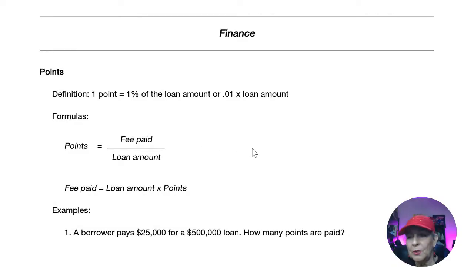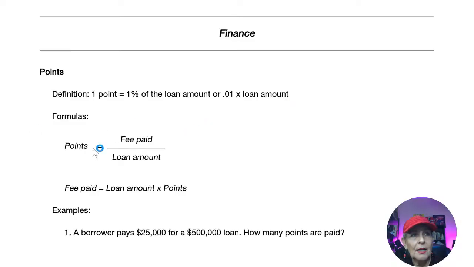Finance. Okay, so here's what you also wanted to see. Points. What is a point when it comes to mortgages, lending? Definition: 1 point equals 1% of the loan amount, not the list price. Not the contract price, but of the loan amount, the amount that the lender is going to loan, 0.01 of the loan.